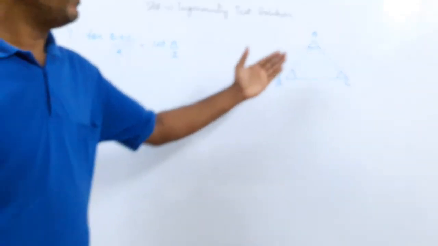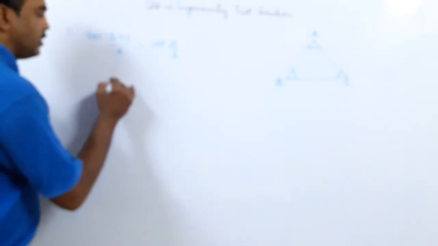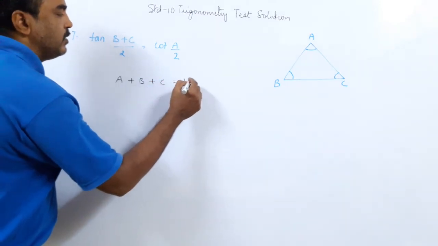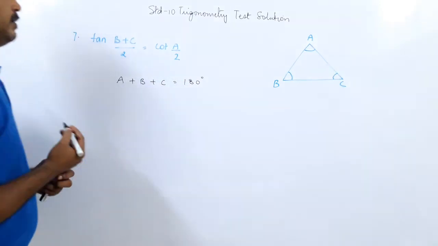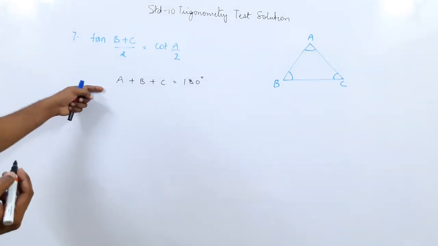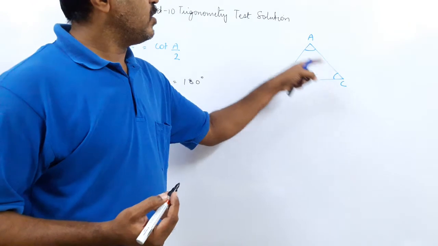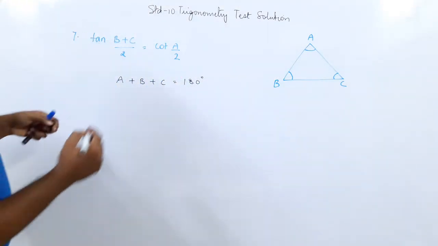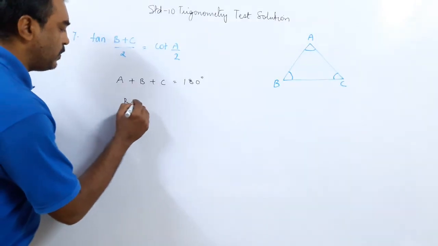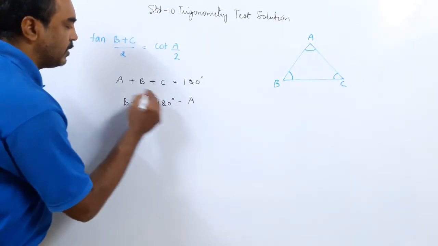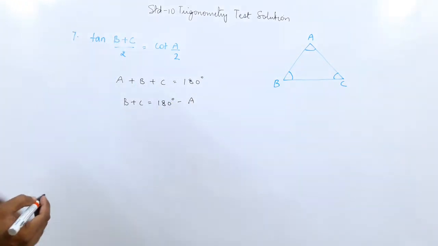But it should strike your mind, this is given a triangle. So what do you know about a triangle? In a triangle, A plus B plus C equal to 180 degree. Yes, so this is the step which should strike your mind. The sum of 3 angles of a triangle is 180 degree. Now we want B plus C on one side. So we will write B plus C equal to 180 degree minus A. I took the A on this side because I only want B plus C.